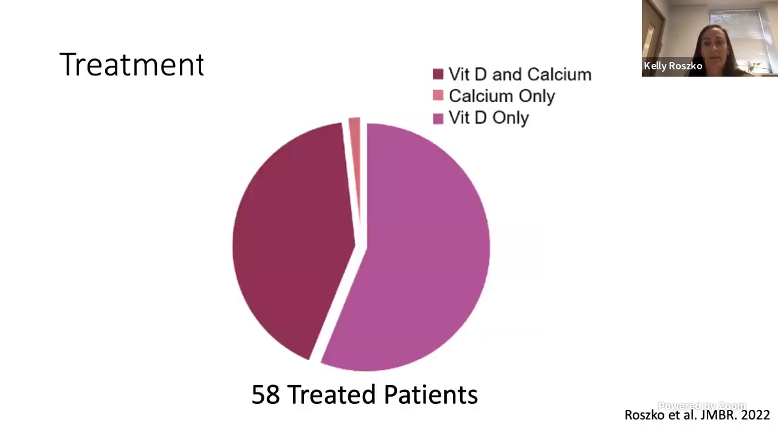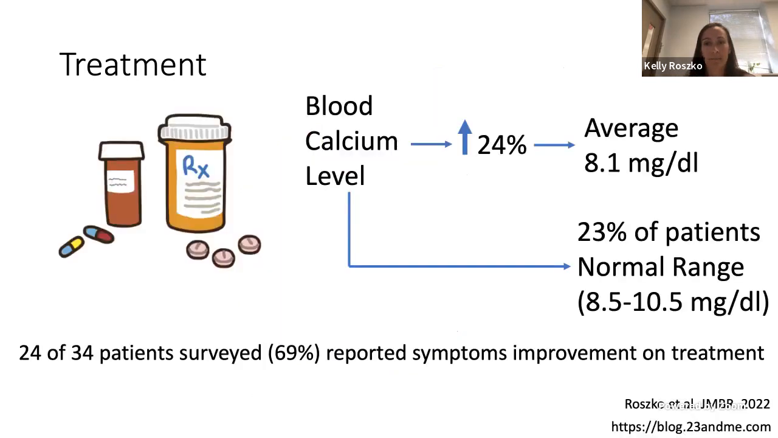So here we show data from 58 patients who had reported treatment for ADH1. As you can see, the majority of patients, 56%, were treated with active vitamin D only. 42% were prescribed both calcium and activated vitamin D, and 2% were prescribed only calcium. Unfortunately, I don't have data about the treatment outcomes for each of these specific groups, but we were able to summarize treatment outcomes for the whole group, which I'll present here.